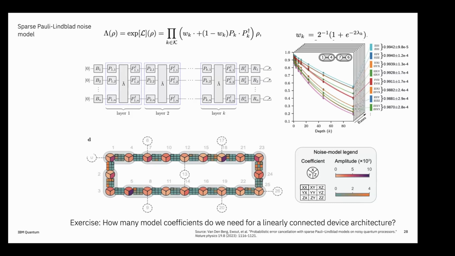So this is one of the homework problems that I have submitted to Vivian, which is how many model coefficients do we need for a linearly connected device? The hint is just count the boxes and you will see how it scales, okay? So that's why this picture is here. This picture is supposed to be the hint for that question.